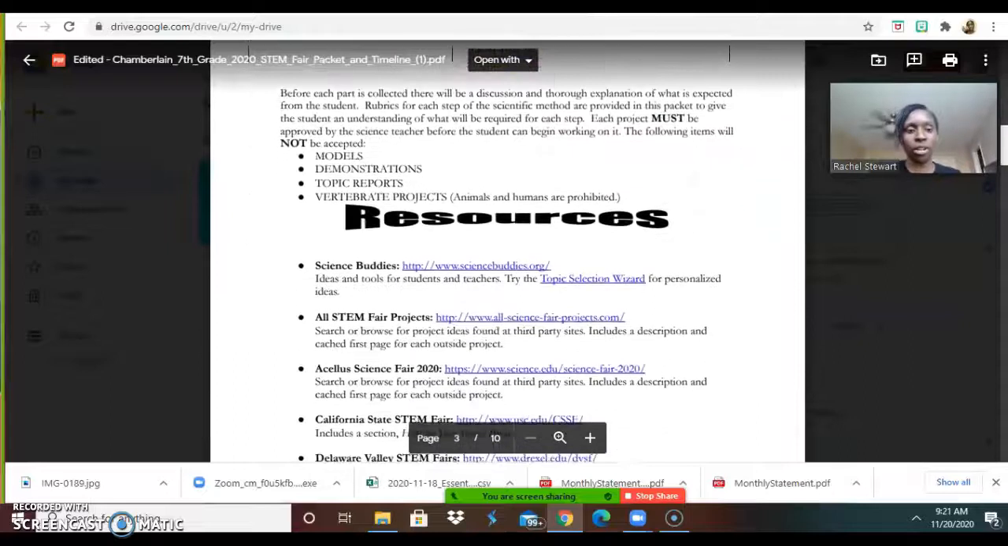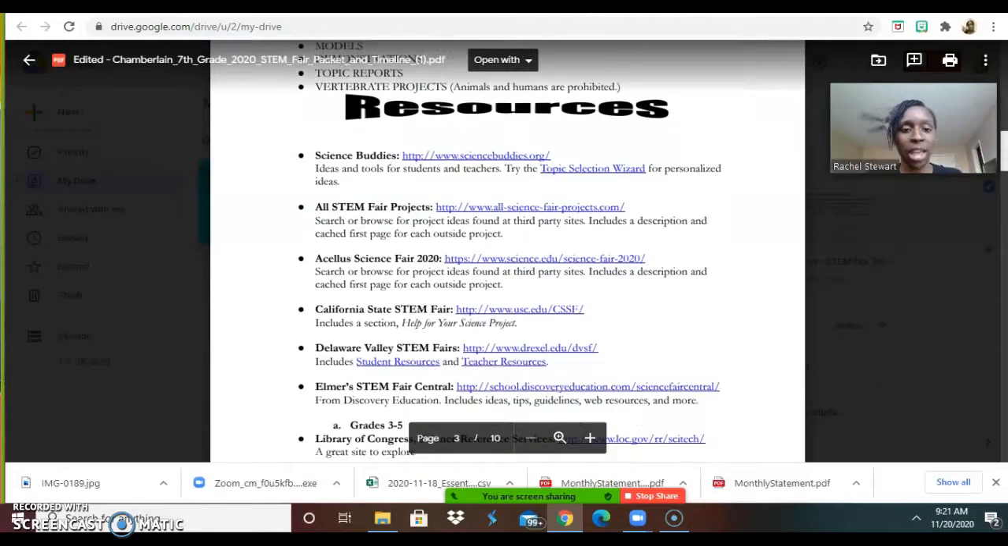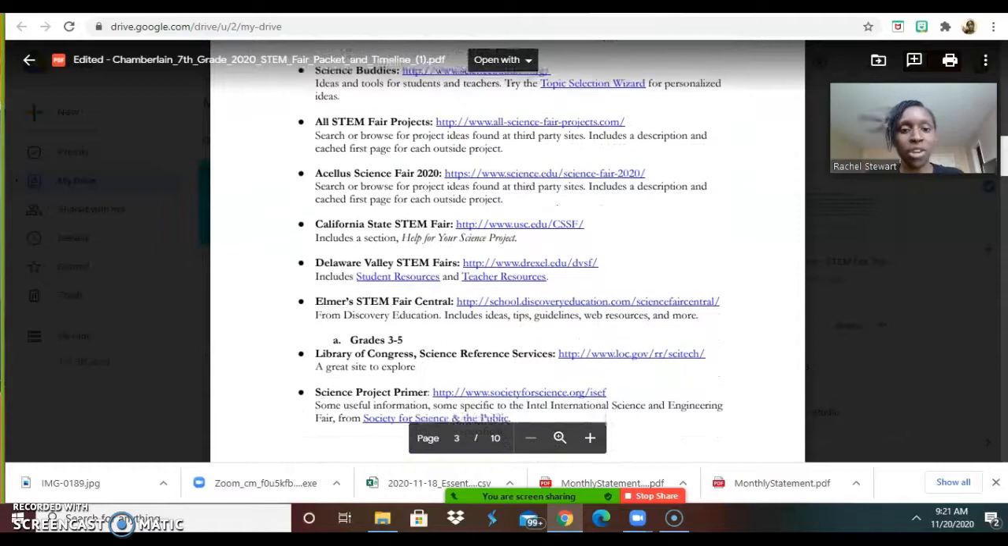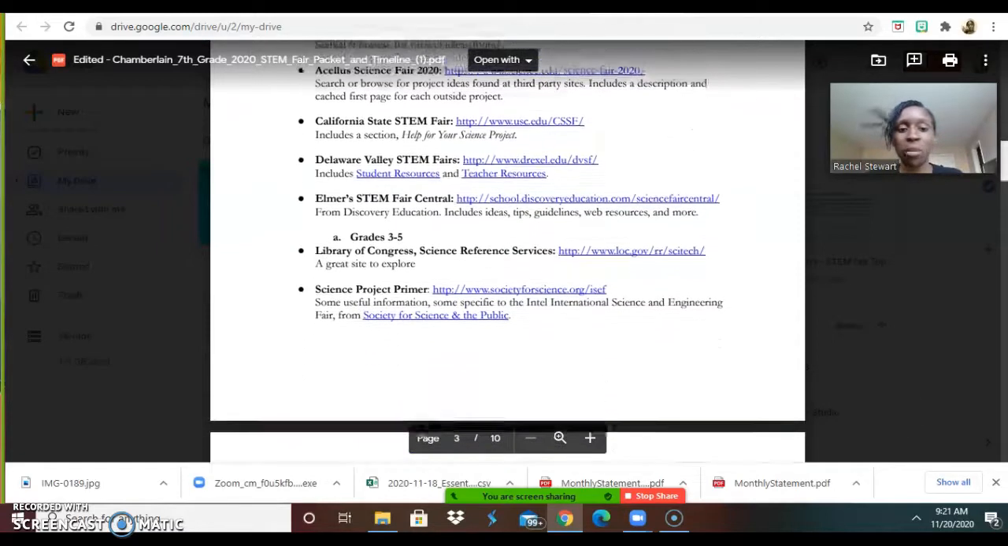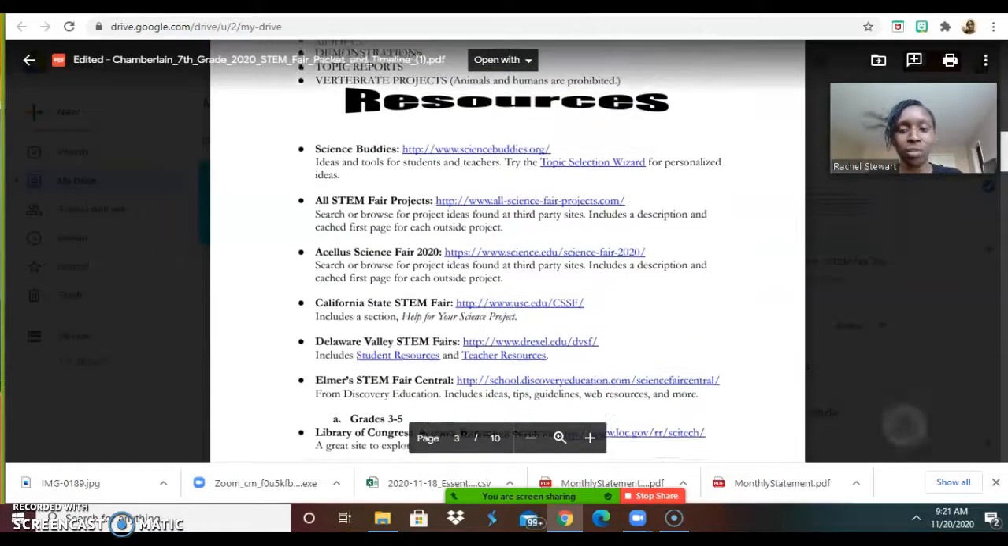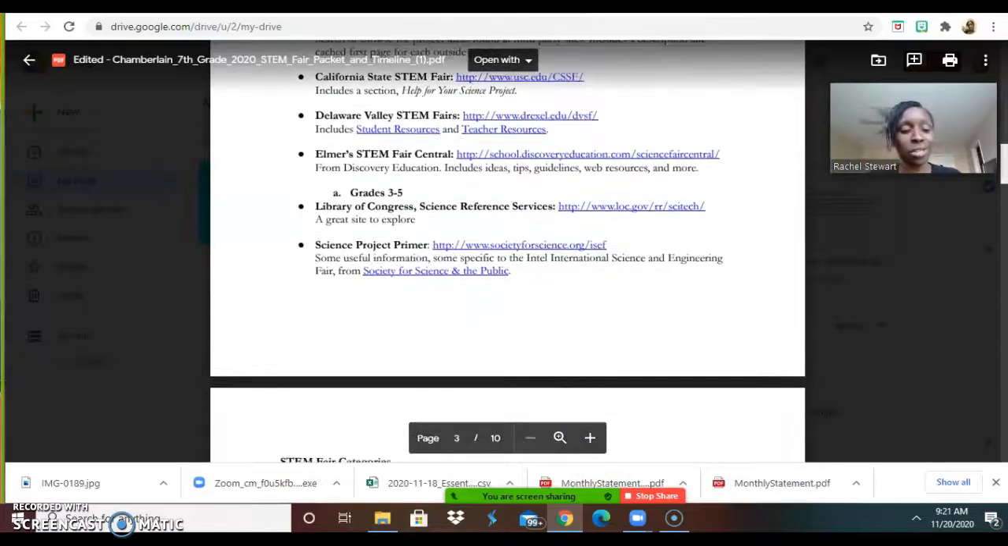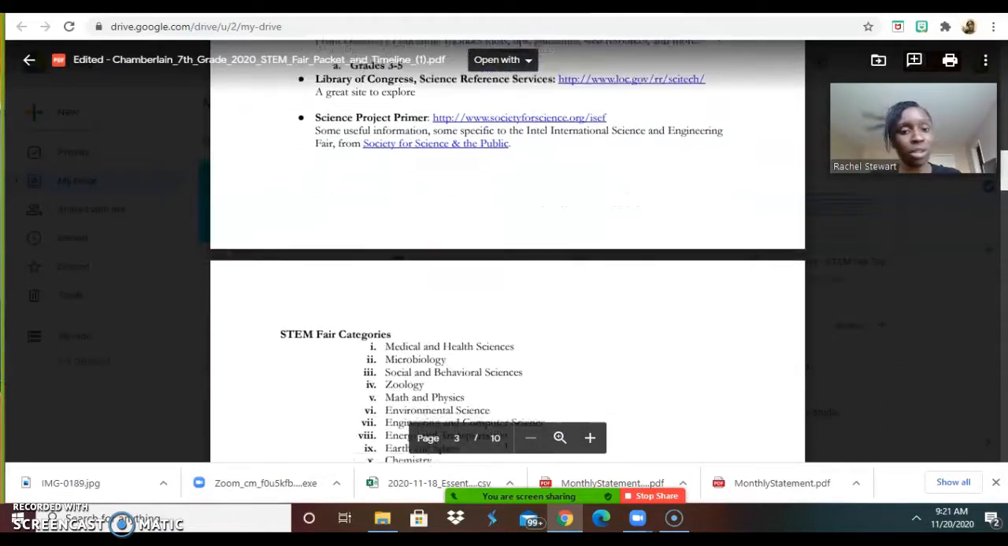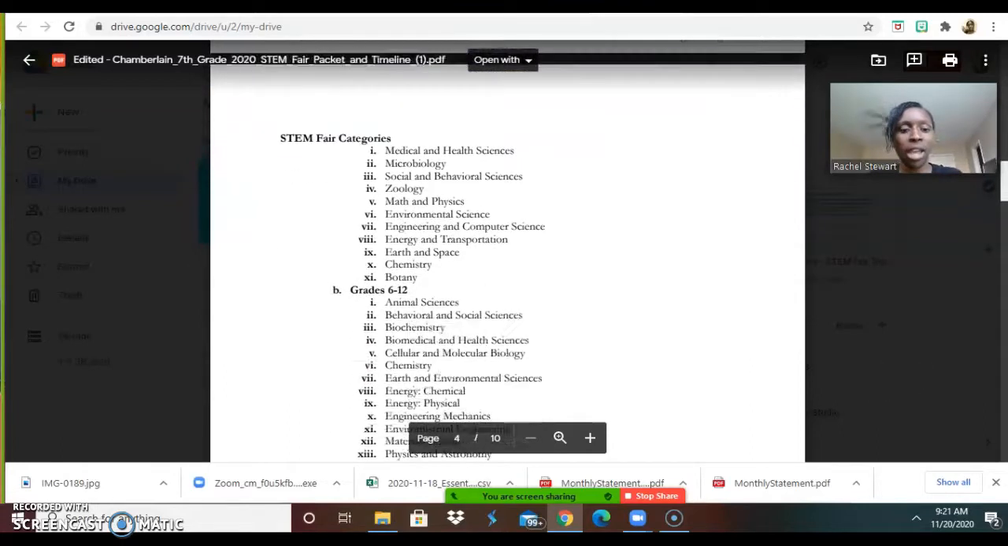Now, moving forward, it says before each part is collected, there will be a discussion and thorough explanation of what is expected from the students. This is the discussion and thorough explanation right now. Okay. So I already gave you some of these resources. We have Science Buddies, STEM Fair projects, and I went through all of the resources with you. Now you have to take the time to go over these resources yourself. Okay? Here are the categories.